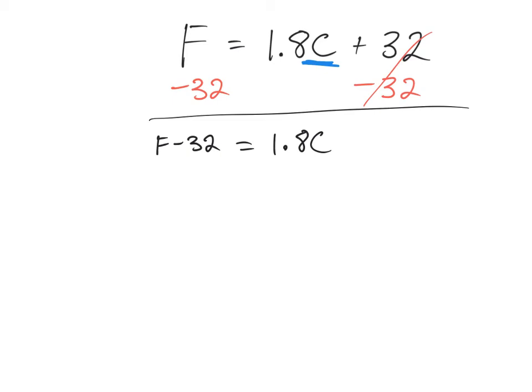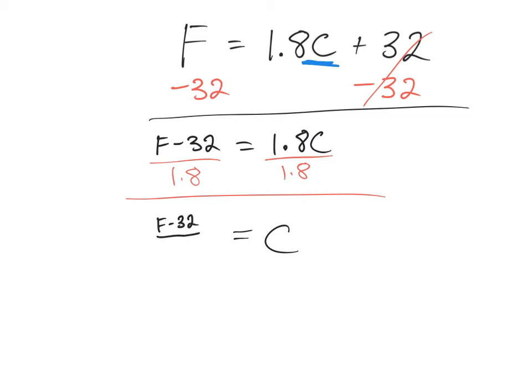And now what I can do is divide both sides by 1.8, just like we did when we were solving one variable equations. We used the division property of equality. And what am I left with on the right-hand side? Just c. And what am I left with on the left? Well, there's nothing really to simplify here. So we can just leave it as f minus 32 divided by 1.8. And if you want to make it a little bit more clear, we could put parentheses around the f minus 32. And that's what we get. We get this formula. We solved it for C using our properties of equality.